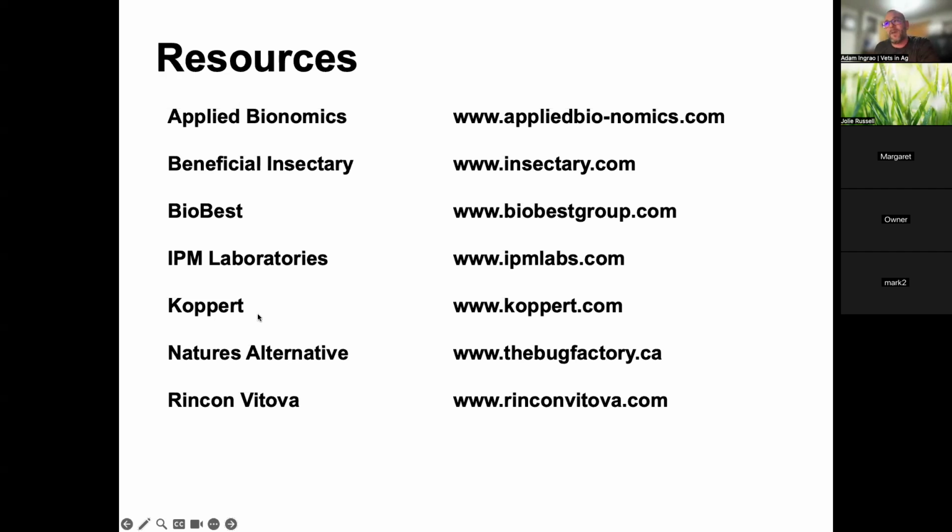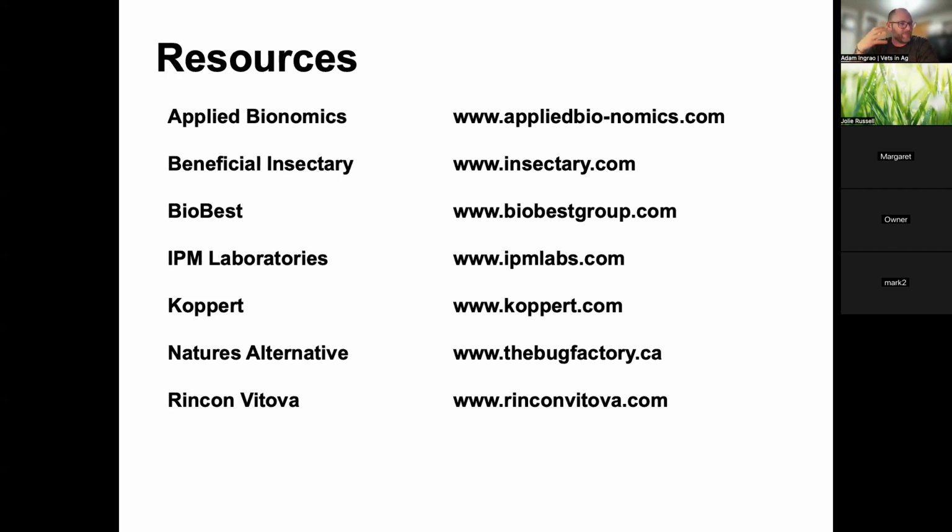Koppert is, in my opinion, and this is my personal opinion, the best biological control company in the world. They're based out of the Netherlands. I had a lot of experience working with Koppert as an undergrad out at Cal Poly San Luis Obispo, but they have a facility in Romulus, Michigan, which is one of their main insectaries in the United States.